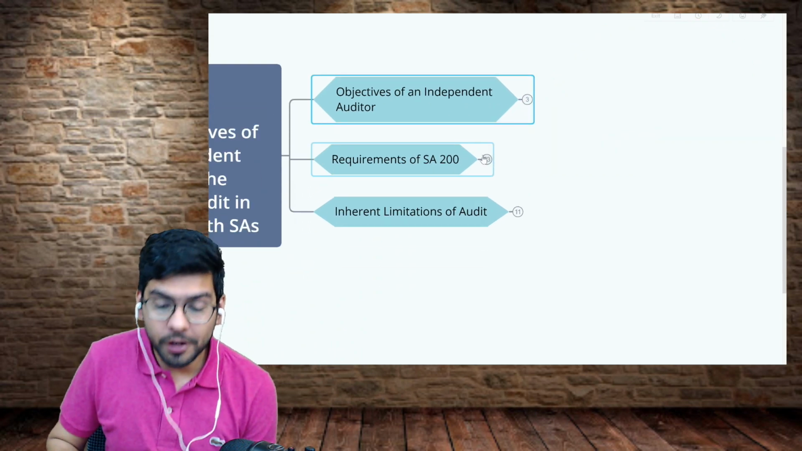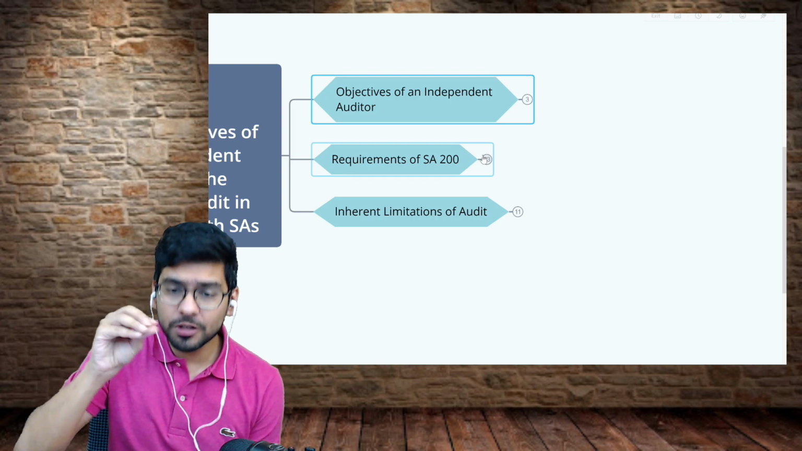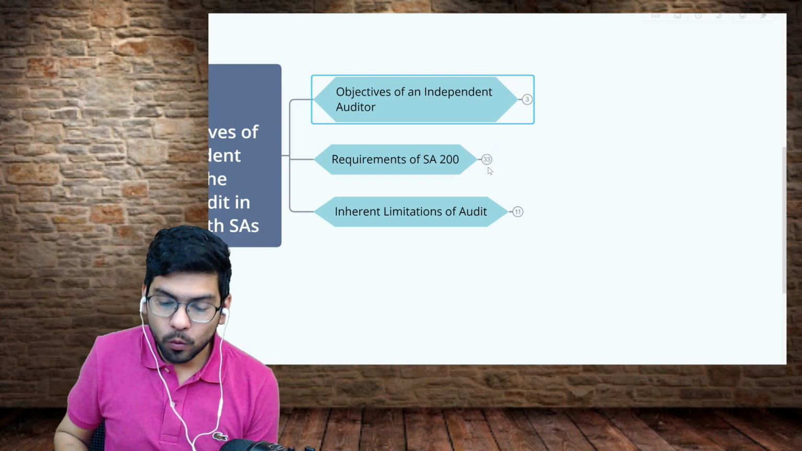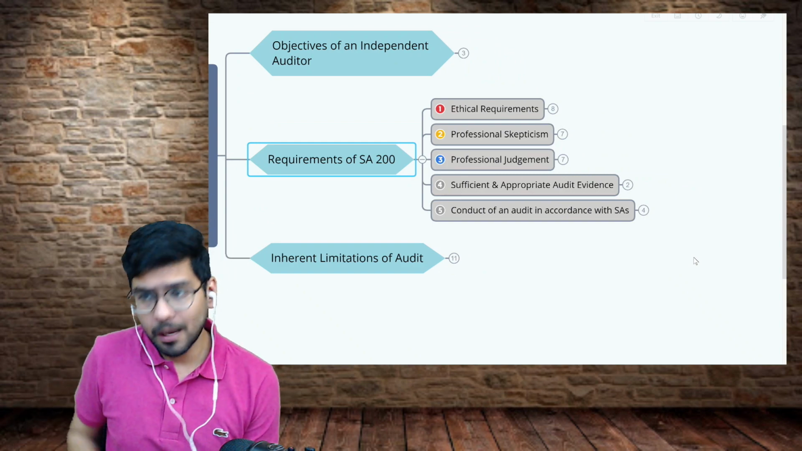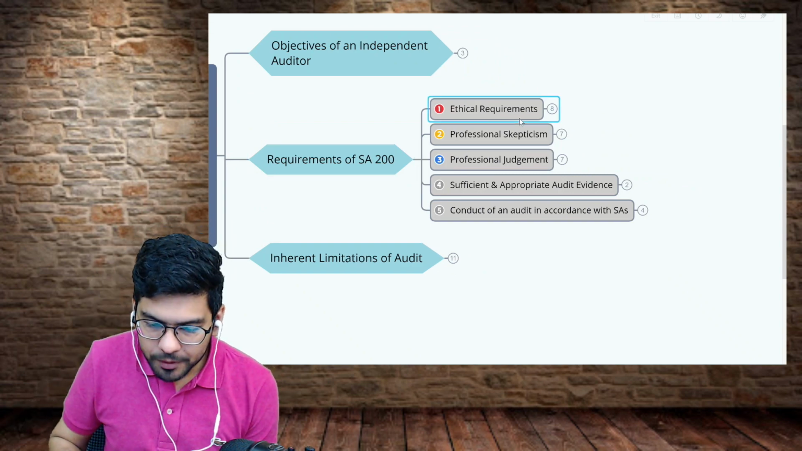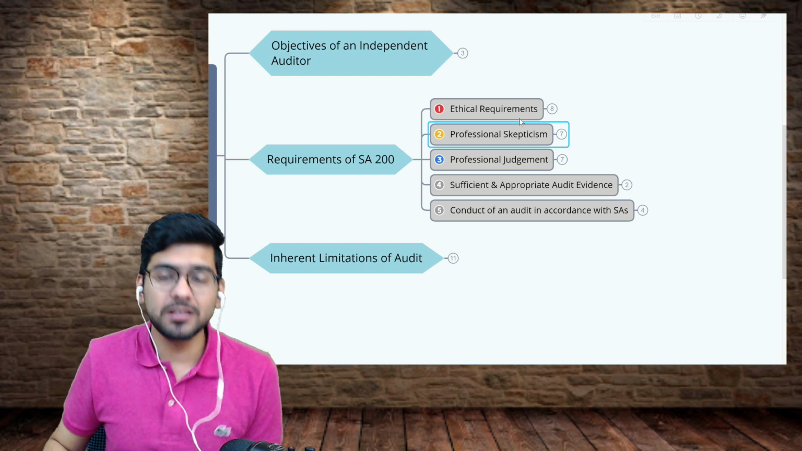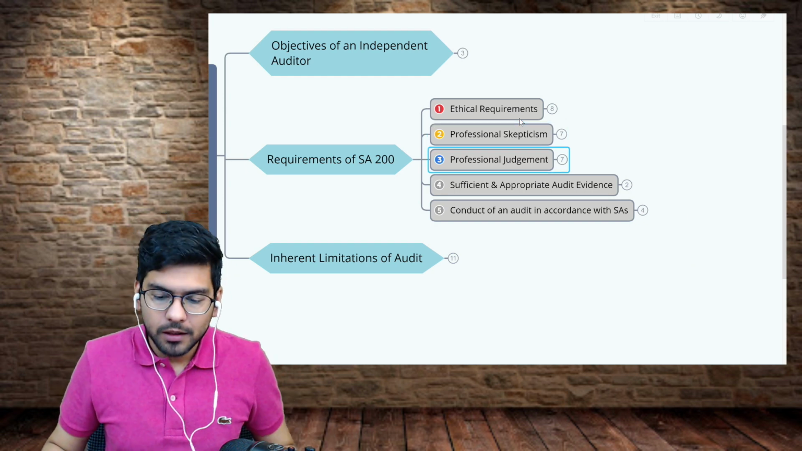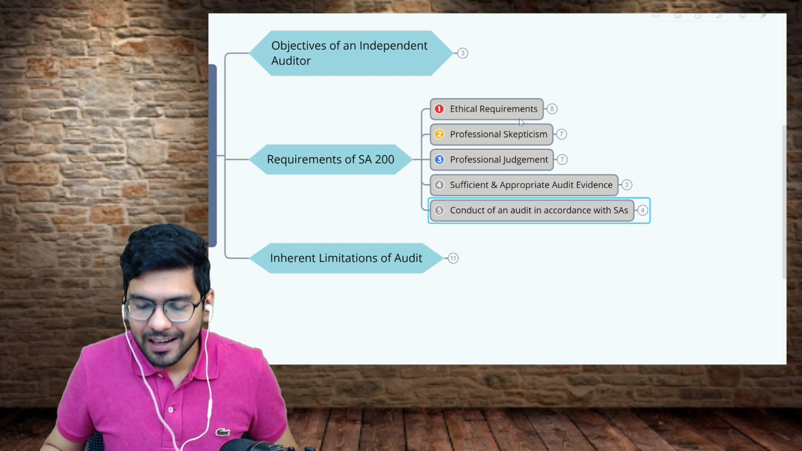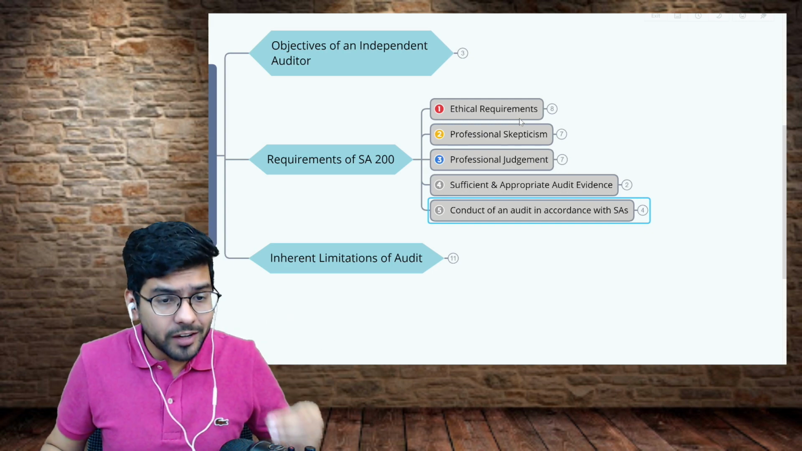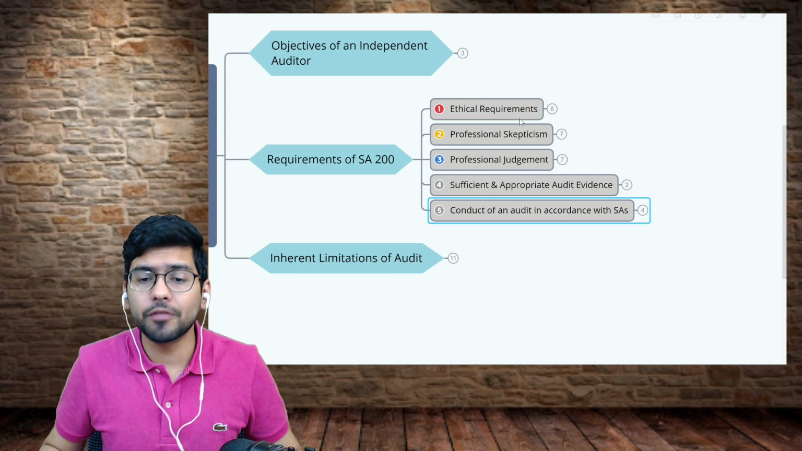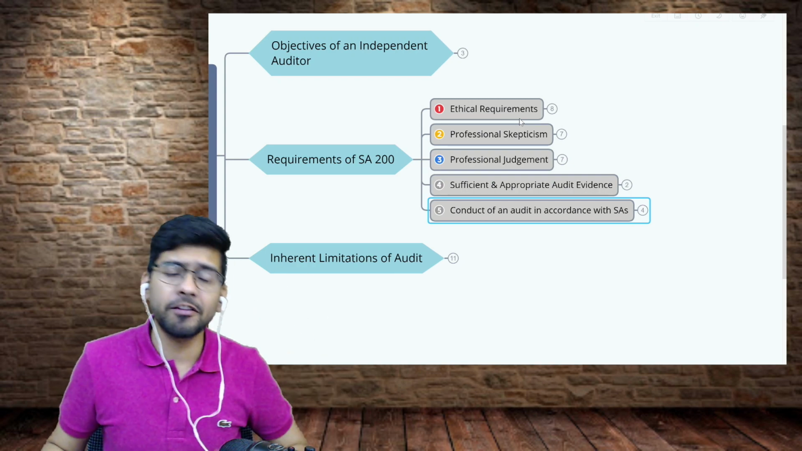Now the second important topic, which is obviously the most important topic of SA 200: what are the requirements of SA 200? We have 5 requirements under SA 200. I'm just going through the names first: ethical requirements, professional skepticism, professional judgment, sufficient and appropriate audit evidence, and conduct of an audit in accordance with standards on auditing. They may straight away ask you, explain the requirements of SA 200, so you have to mention all the 5 requirements.